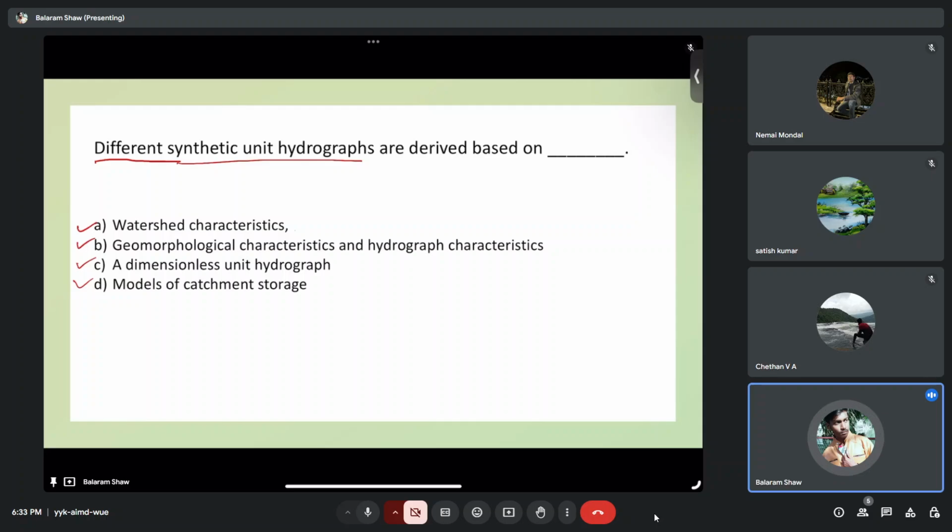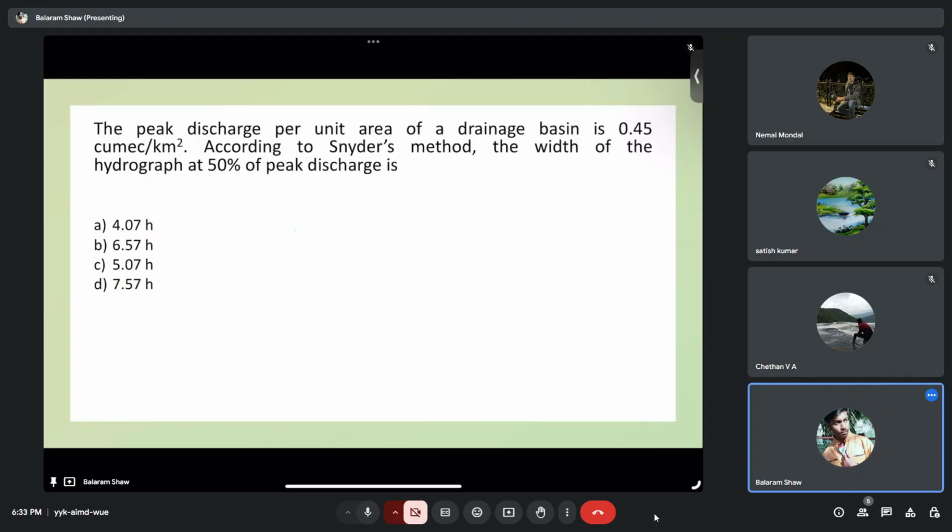Okay, so we'll move to the next question now. The peak discharge per unit area of a drainage basin is 0.5 cubic meters per second per square kilometer. According to Snyder's method, what is the width of the hydrograph at 50% of the peak discharge? I'll give you 1 minute. You can just try once.